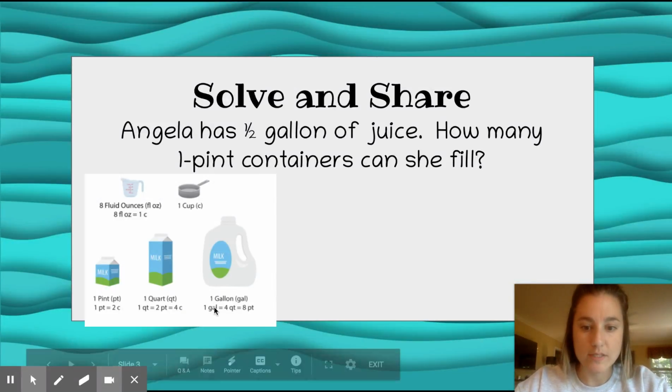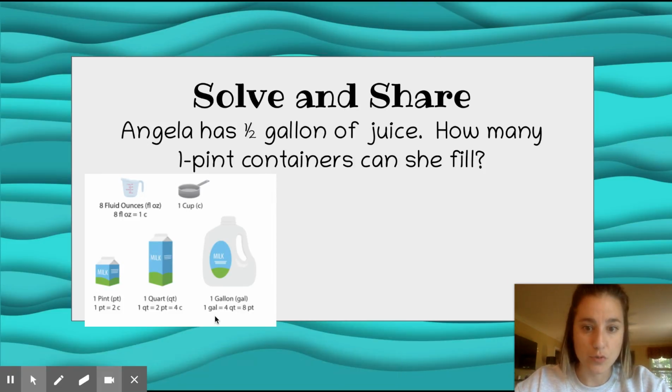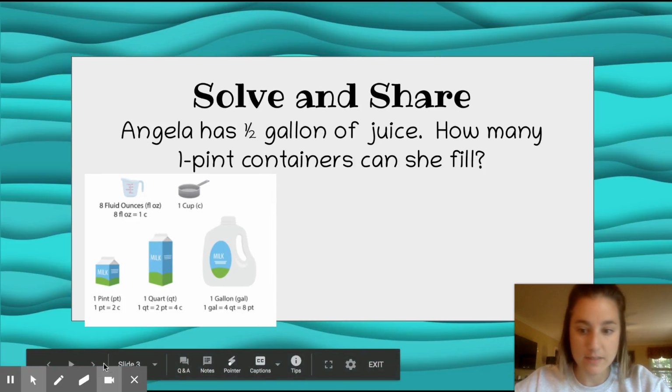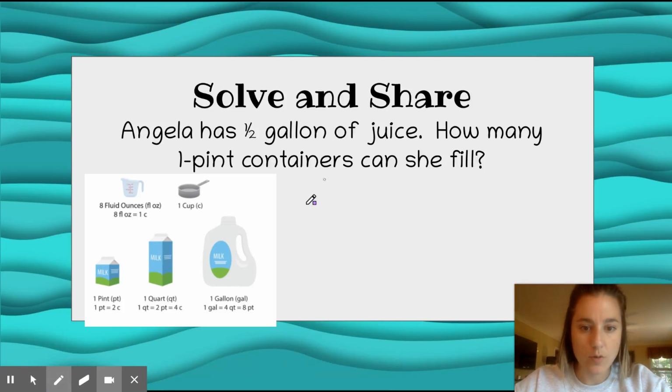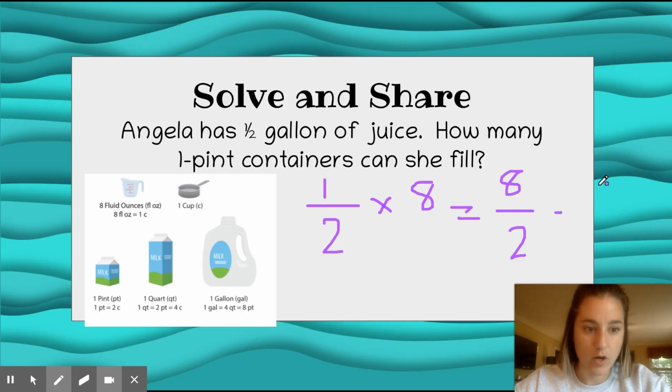Okay, we see here that 1 gallon is equal to 8 pints. So in order to figure out how many pints she can fill, we have to do 1/2 times 8. And when we do that, we get 8/2, which equals 4. So she can fill 4 1-pint containers.